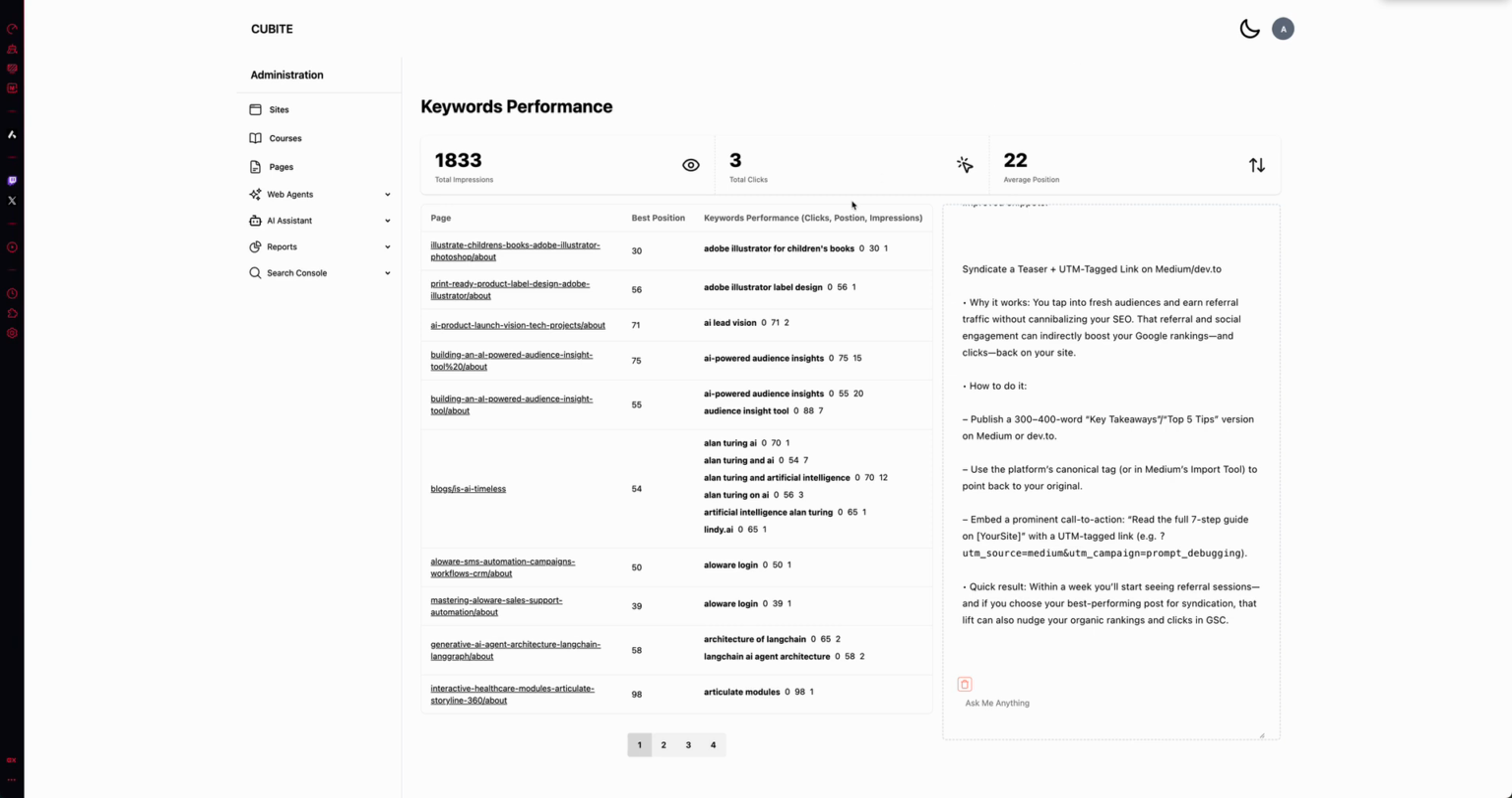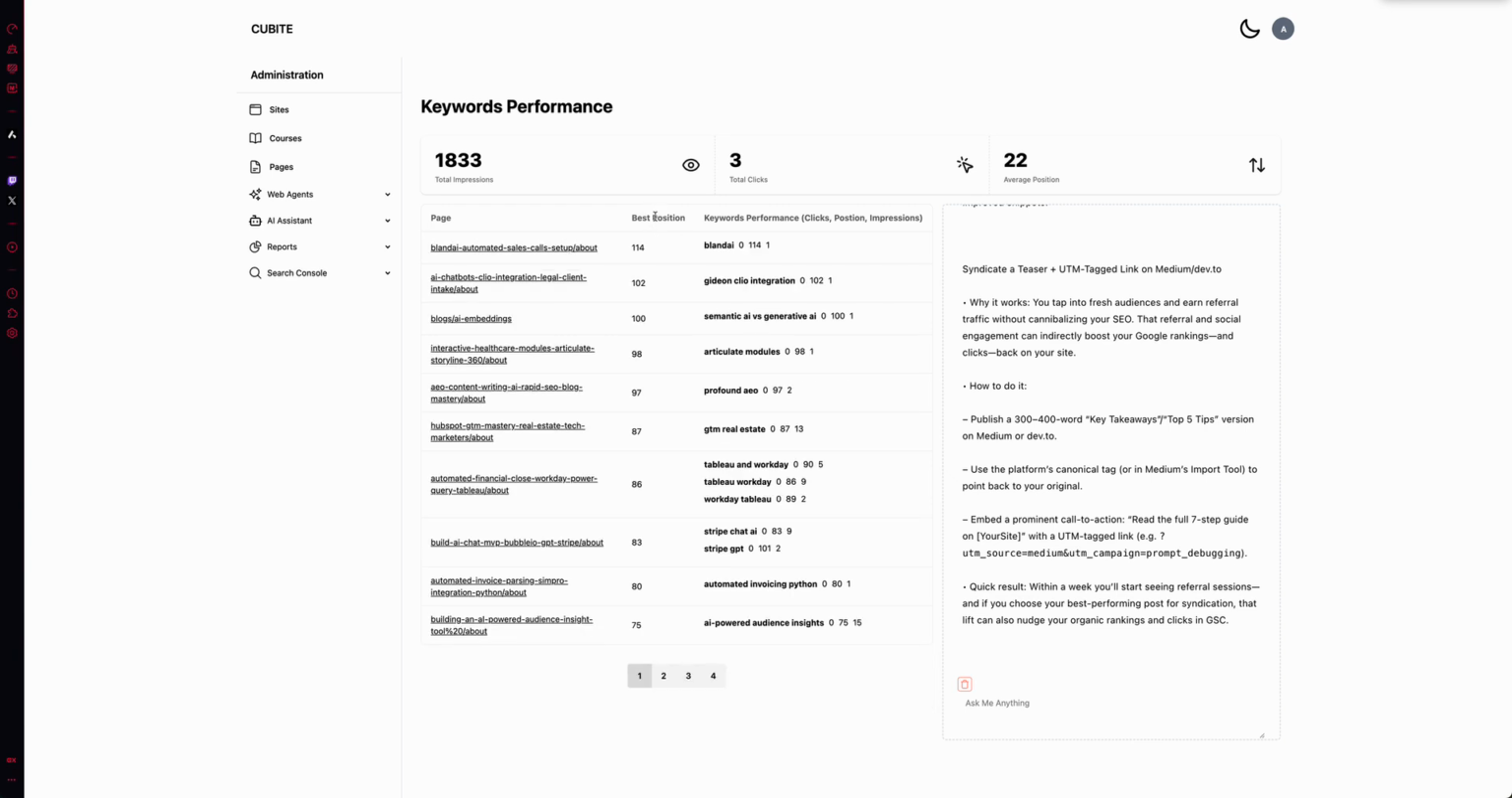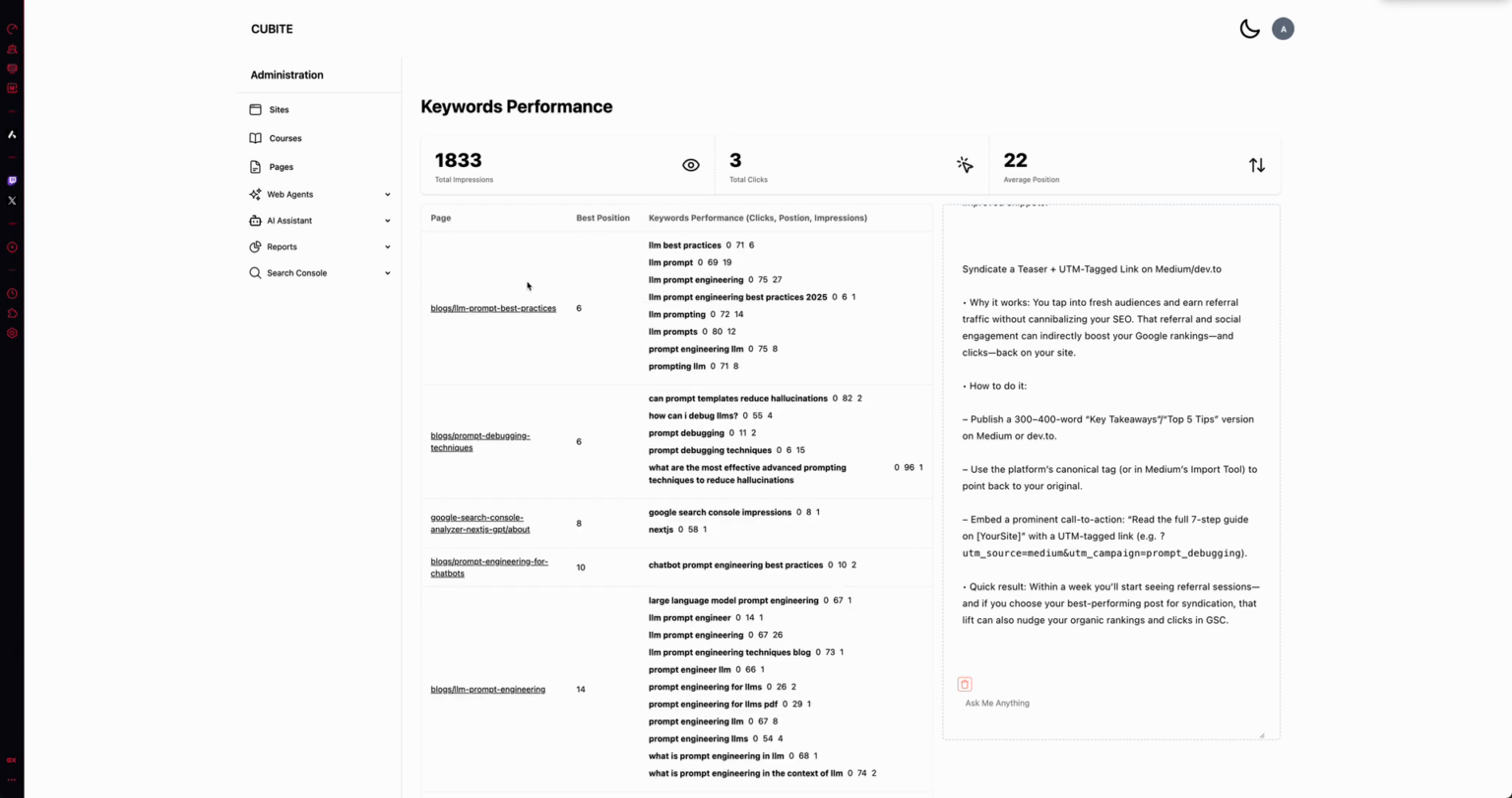The development is done for the new feature for the analyzer. Instead of keywords, I replaced that with page, and it mentions the best position that page got, so I can sort by that for myself here, and all the keywords that page is getting queried by, and their clicks, position, and impressions.